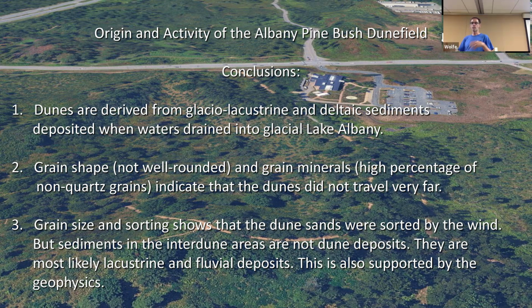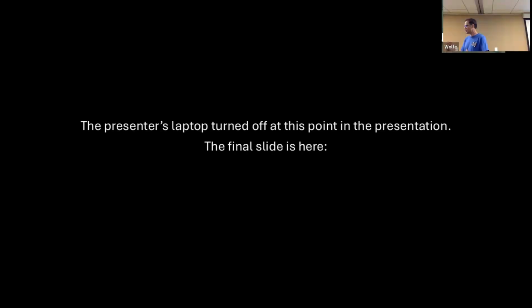The grain shape I showed you, it's not well rounded. They have a high percentage of grains that are actually not quartz. They have feldspars in them as well, and that indicates that those dunes did not travel very far. And Greg asked that question already, how far did they go and how fast did they go? They have been sorted by the wind, but the sediments themselves, like I say, our Polish friends were going, these aren't dunes.